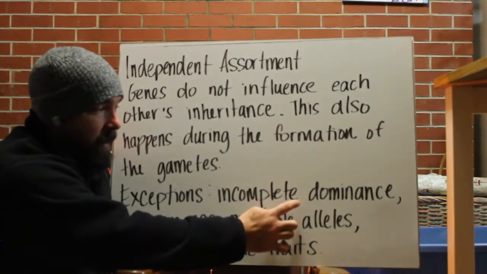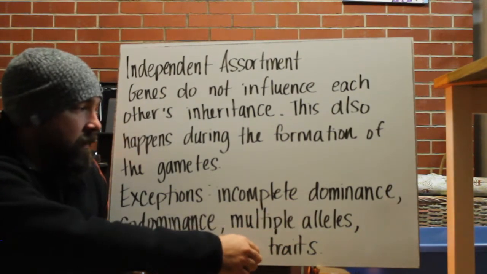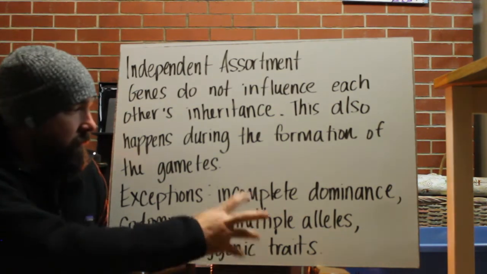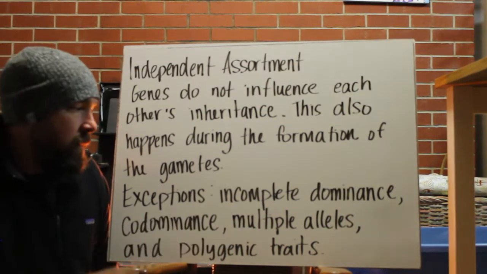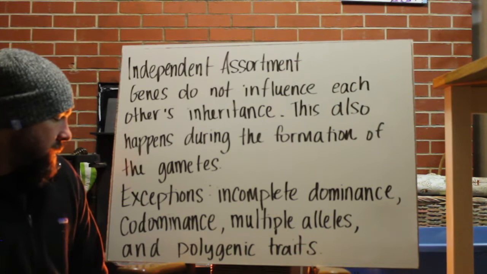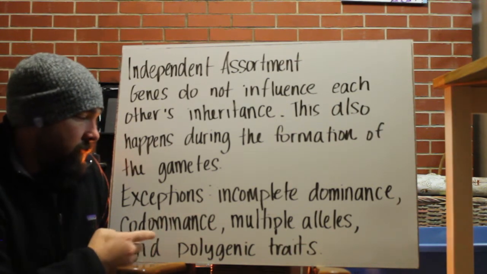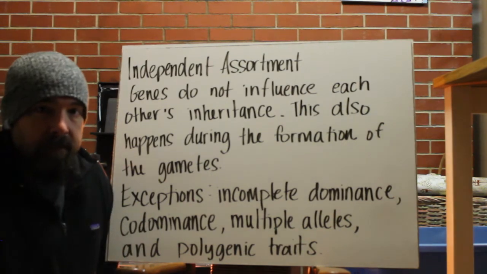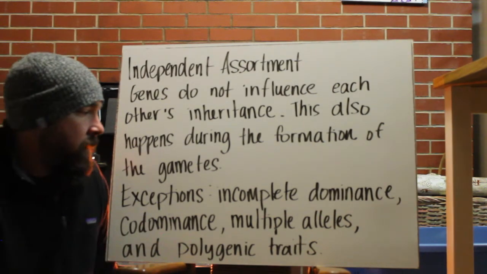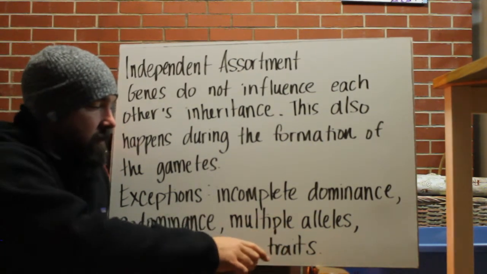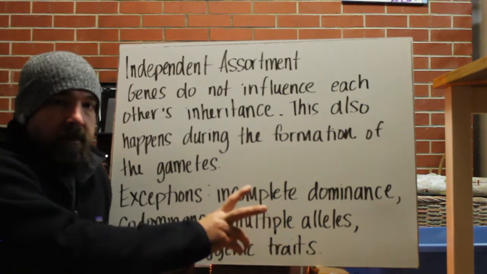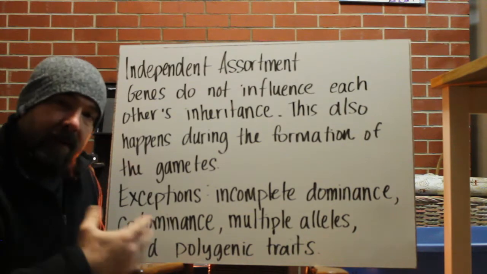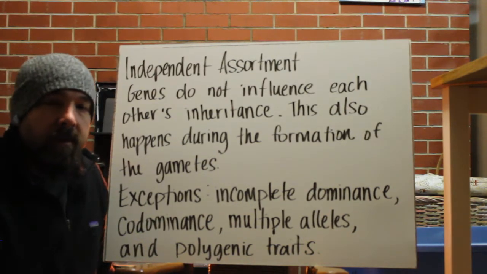You have incomplete dominance, that's the red and white make pink, when you produce a third trait. You have codominance, when both traits are dominant, like in blood type, when you have AB blood type. You have multiple alleles. So in any individual, you can only have two alleles for a trait, but in a population, like of rabbits, you can have 4 different colors.